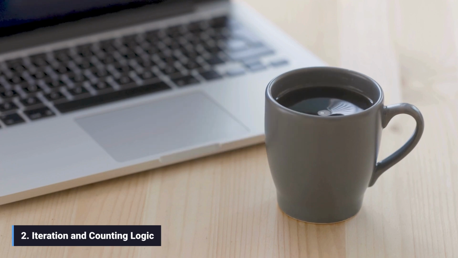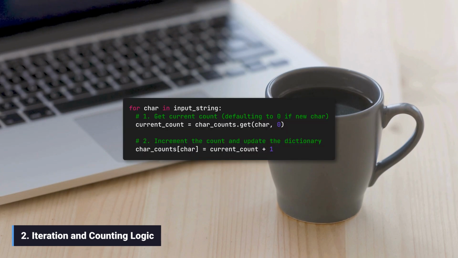2. Iteration and counting logic. We loop through every character in the input string. For each character, we use the dictionary's get method. About this method, it safely retrieves the current count, and if the character is not found, it conveniently returns 0. We then add 1 to this value and update the dictionary.